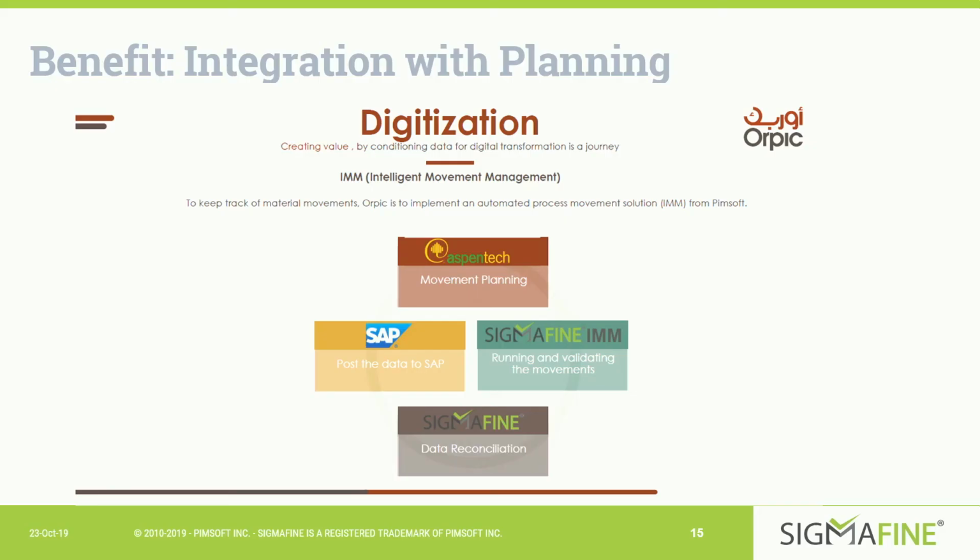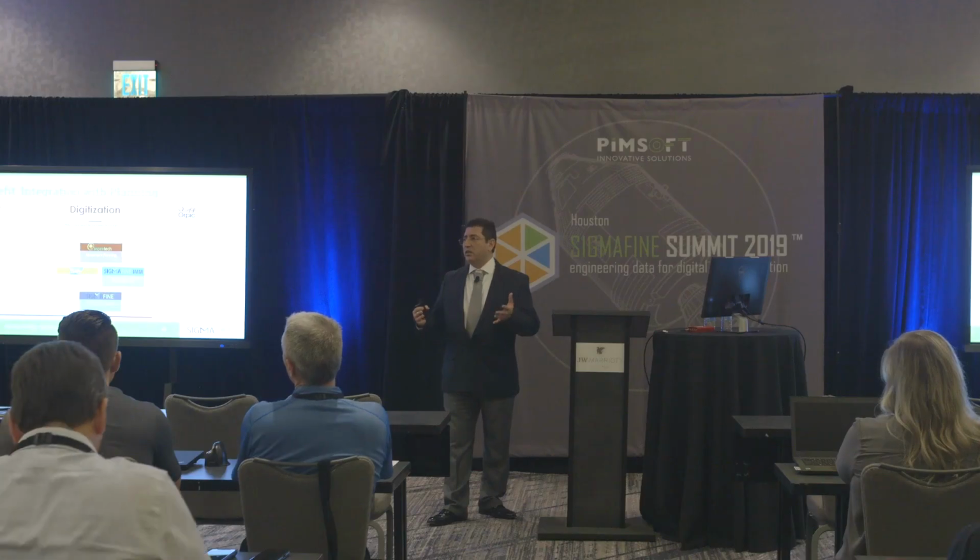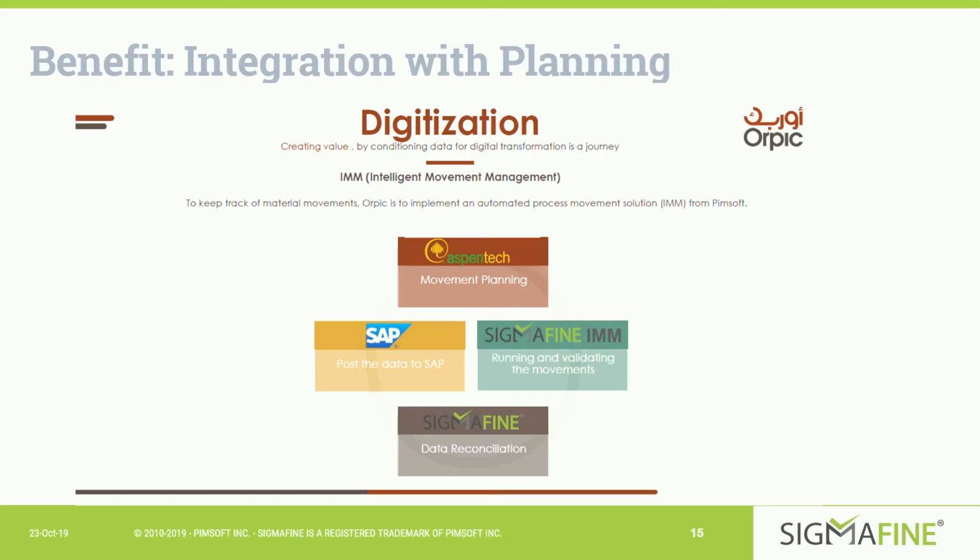The other case here is about Orpic. Orpic is a company located in Qatar, in the Middle East. And Orpic has a very complete implementation where we have all the different areas of the supply chain. They have the planning and scheduling part using a product from AspenTech, and they also use our IMM, the Intelligent Movement Management component, which is the one that collects movements and transfers from the field, and Sigmafine. So all this process and data coming from the different systems, and at the end of the day, sending the data back to SAP, uses our integration framework.